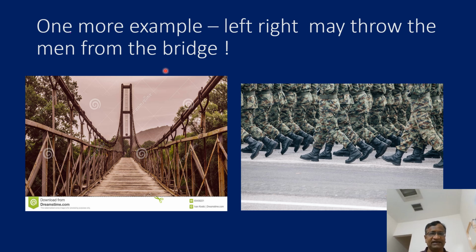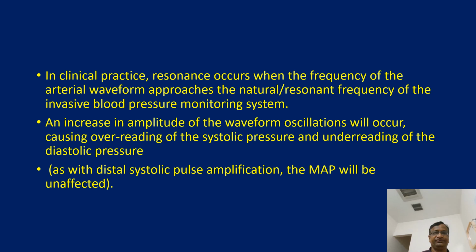One more example. For example, in the army, people do not march in step on a bridge. The bridge is oscillating at some frequency, and you are adding more. If the frequency of the footsteps equals the frequency of the wooden bridge, then the wooden bridge will oscillate like this and throw the people out. This is what is called resonant frequency.